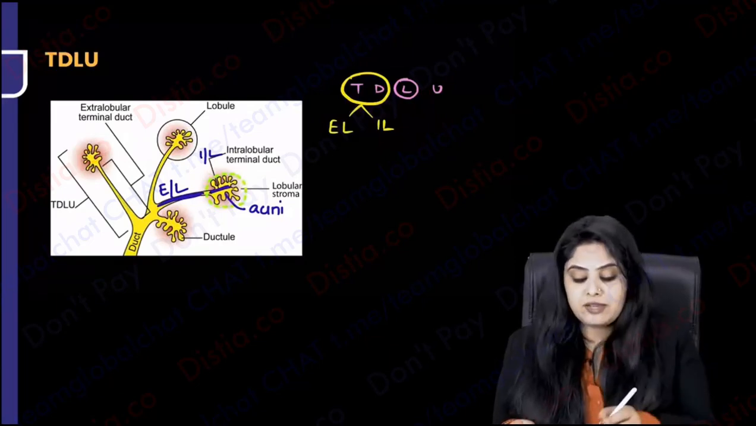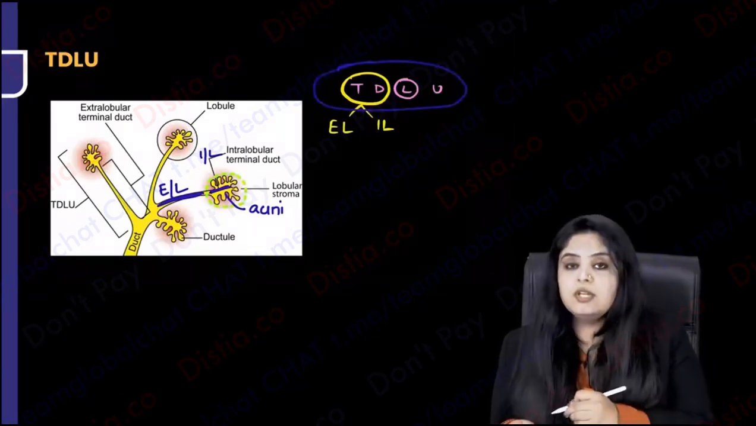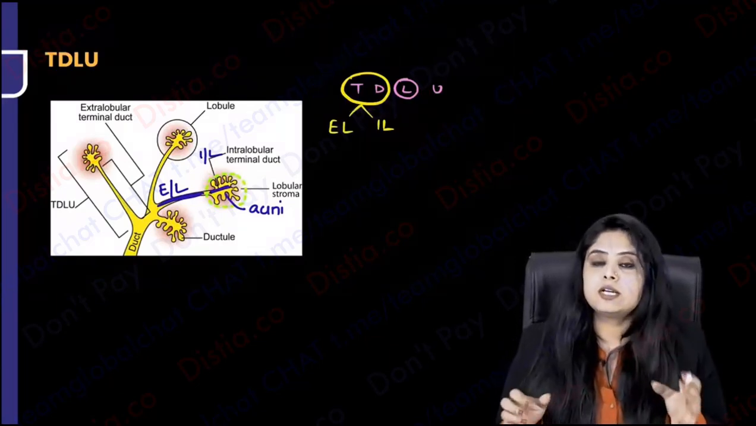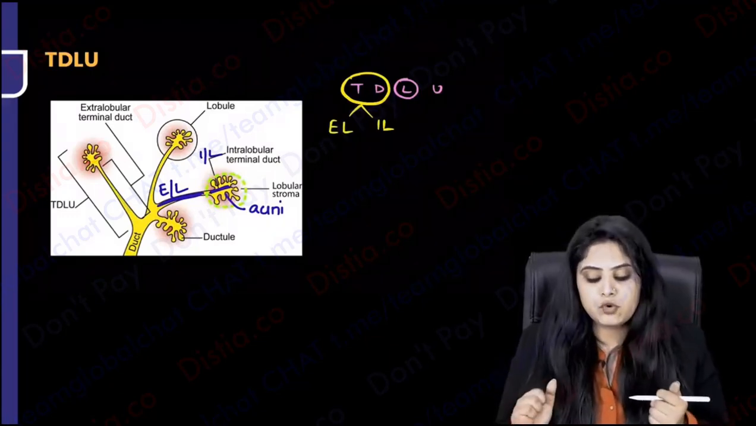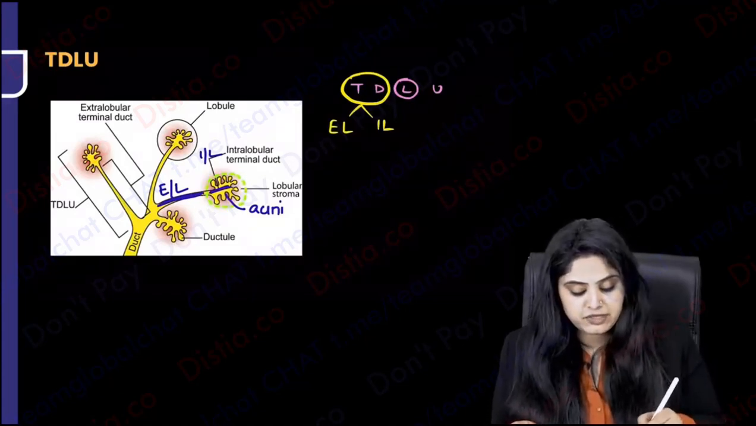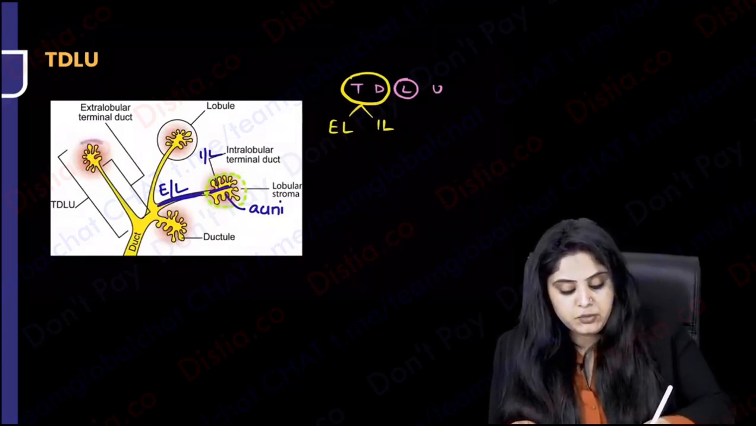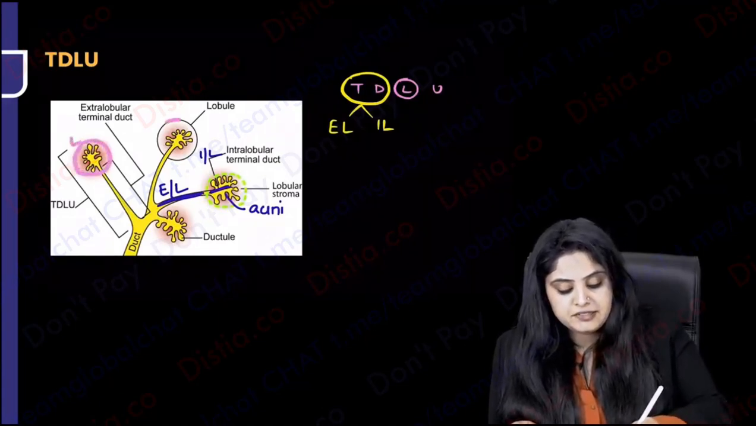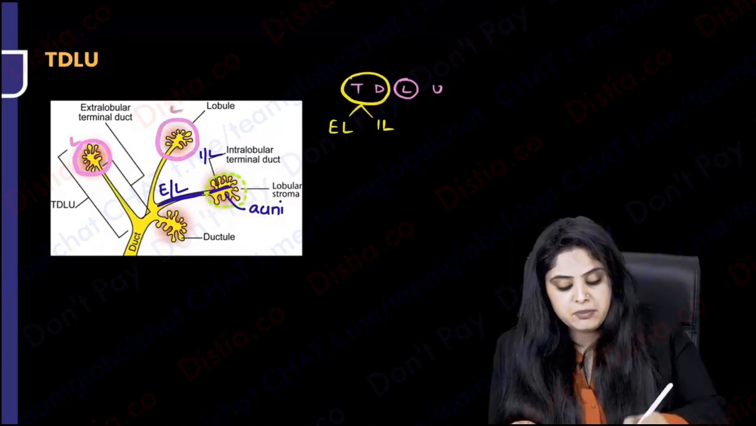Now what you need to know, I've completed the terminal duct lobular unit, but I've only spoken about duct, acini, lobules. What about the stroma? If I look very carefully, let's take for example that this is one lobule, I'll label it as L, and this is another lobule. So there are multiple lobules present.